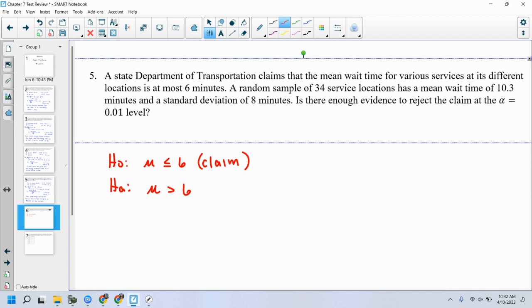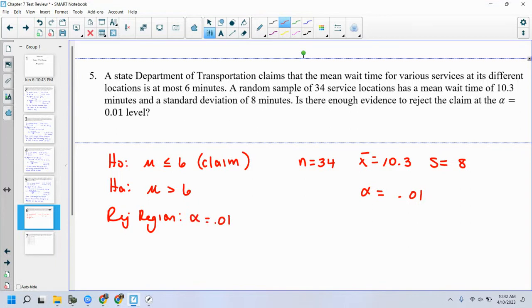No way. All right, so n is 34. X bar is 10.3. S is 8. And alpha is 0.01. Is this a one tail or two tail? One tail. So I'm going to use my rejection region accordingly. What's my degrees of freedom? 33. So I'm going to go down to my 33 row, one tail, 0.01, second to last column.